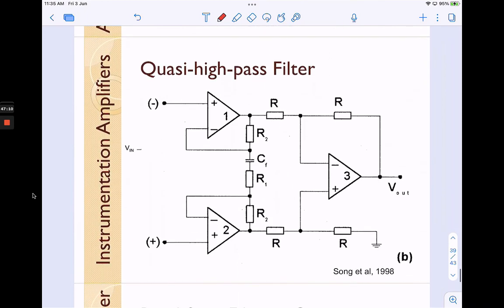This is an example I found from a paper from 1998 written by Song et al. They have this kind of instrumentation amplifier, but they embedded a high pass filter onto the instrumentation amplifier, where it includes the capacitor here. It includes the capacitor here. So this is called a quasi high pass filter.